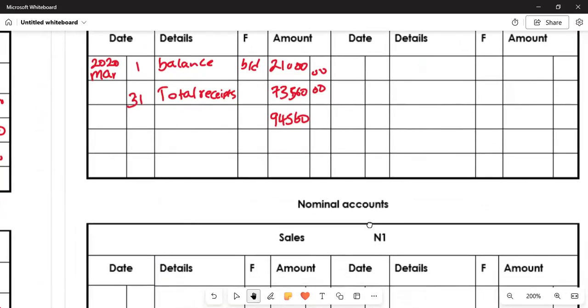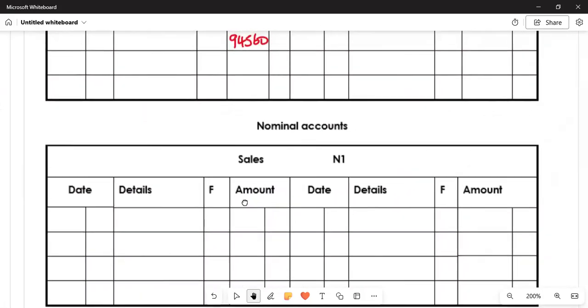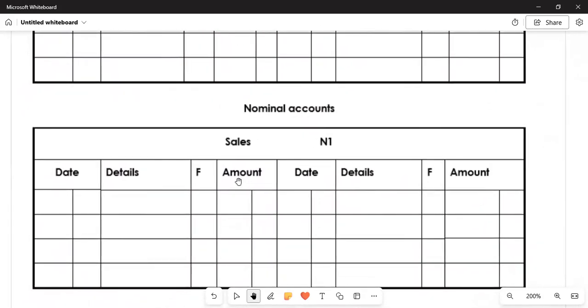So that is that. Now we are moving on to the nominal accounts section, whereby we are going to do the sales account. So our sales have a credit balance. Then you are going to have 2020, March, and then one balance. So we are here on the trial balance, we have the sales amount of 89,988. You see it there on the trial balance.